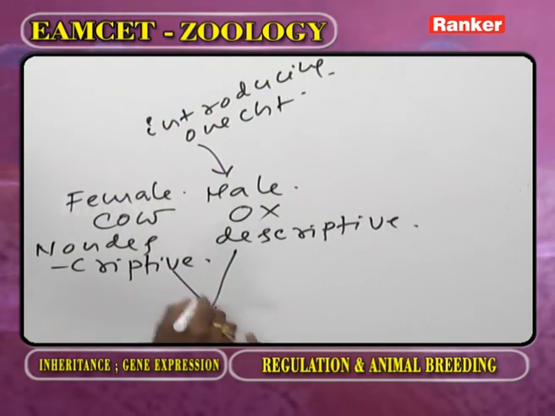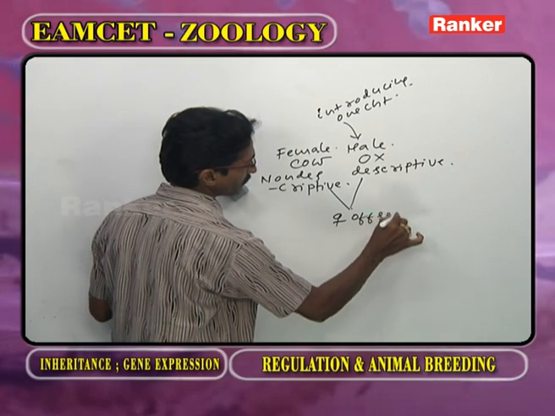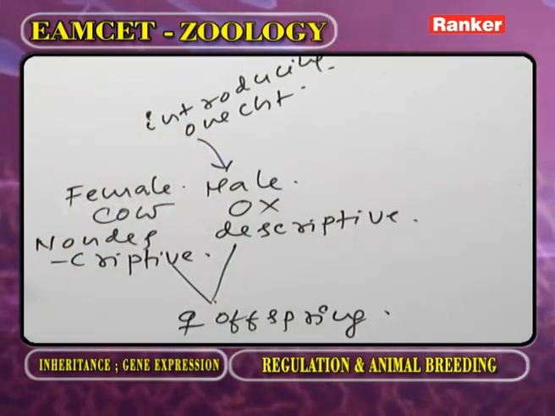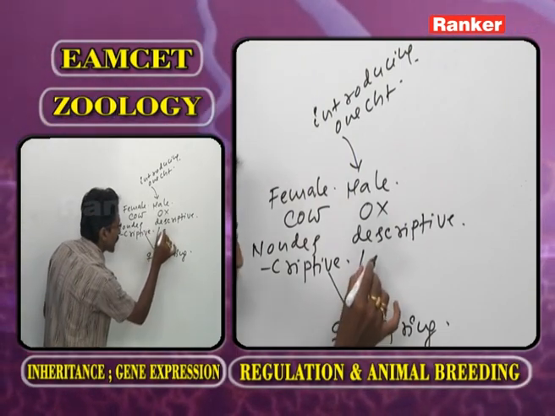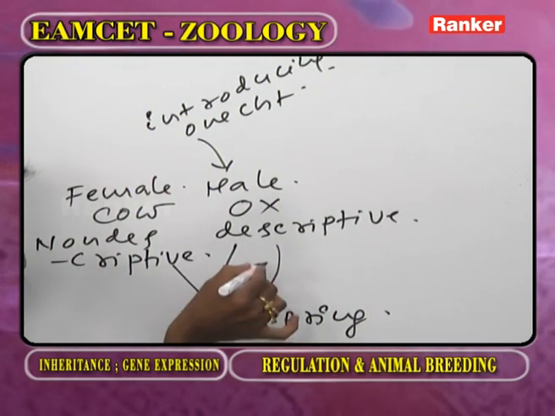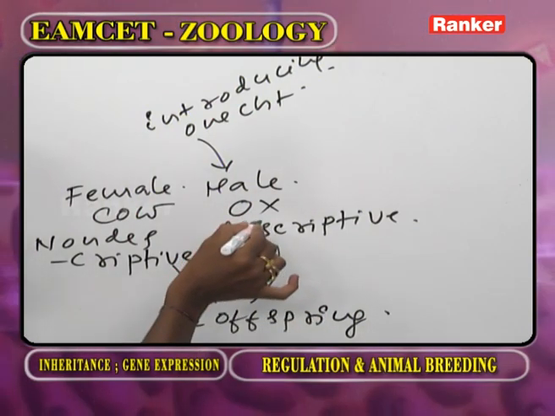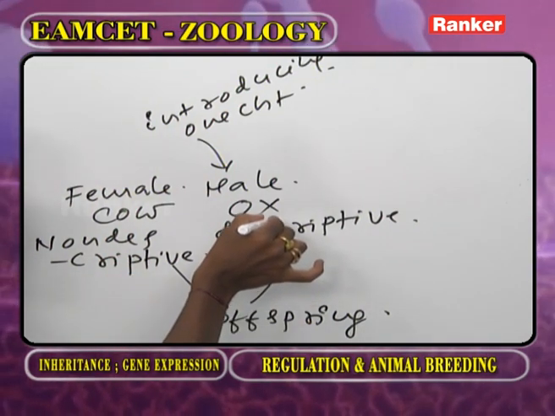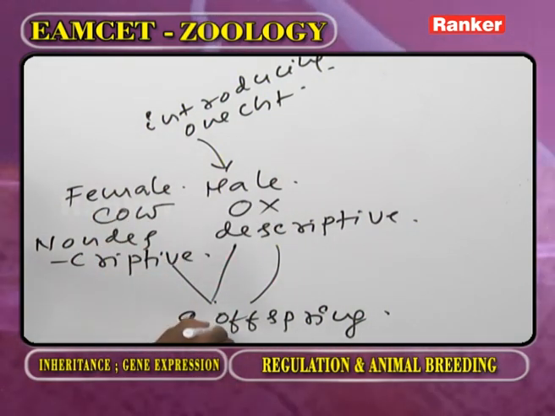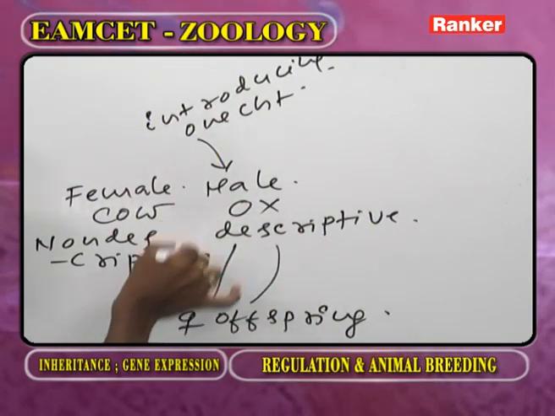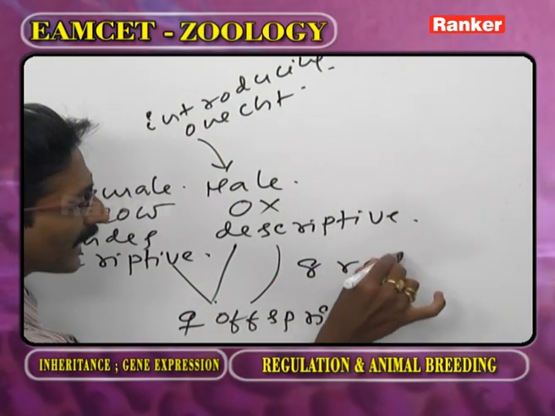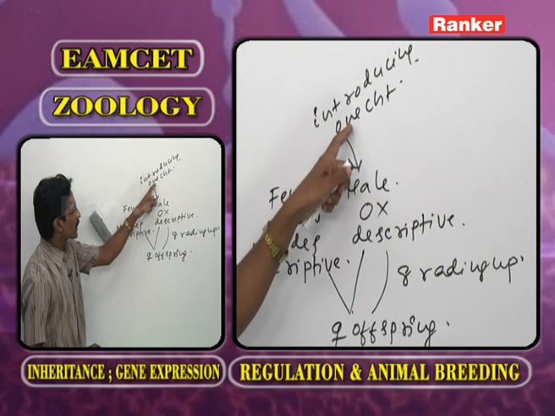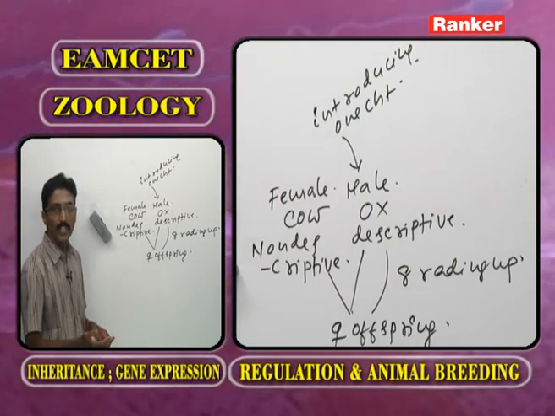Now this male and female are crossed. We are getting a female offspring. Now we want to improve the quality of the introduced character. What is going to be done? Always the female offspring is crossed with the descriptive male. Descriptive male crossed with non-descriptive female, we are getting female offspring. Female offspring crossed with descriptive male, again getting the female offspring. Female offspring crossed with the descriptive male. That process we call grading up or upgrading. Because of this process, what is going to happen? The introduced character quality after a number of generations increases.